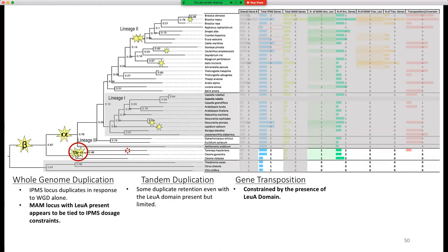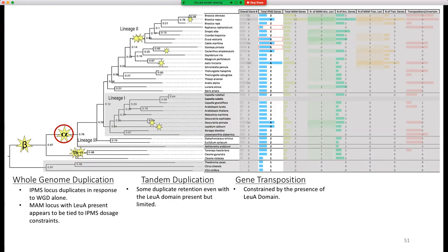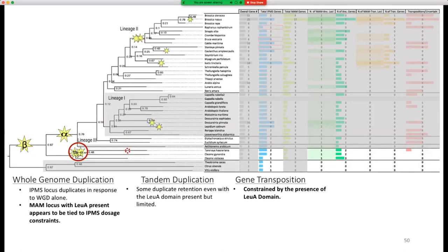And then at the alpha event, the MAM locus appears to be tied to IPMS dosage, and a gene transposition that has lost this leucine domain allows for the escape from that dosage constraint.